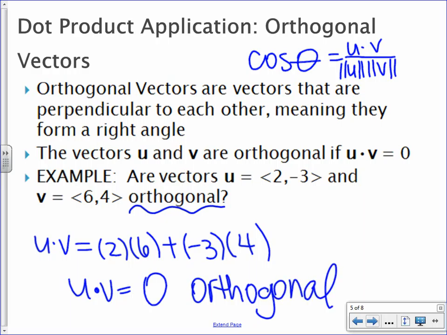Now, if the dot product was not 0, you would want to go ahead and find the angle in between using that formula. If the angle is 0 degrees, what does it mean? Parallel. If it's 180 degrees, parallel again. Okay, perfect.